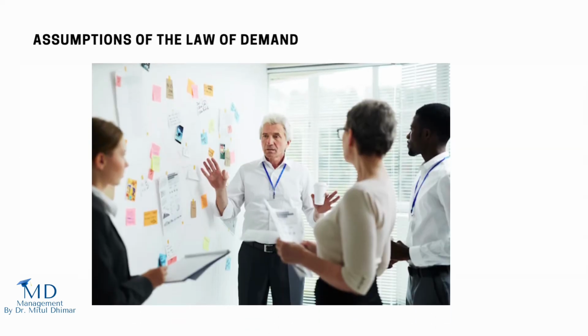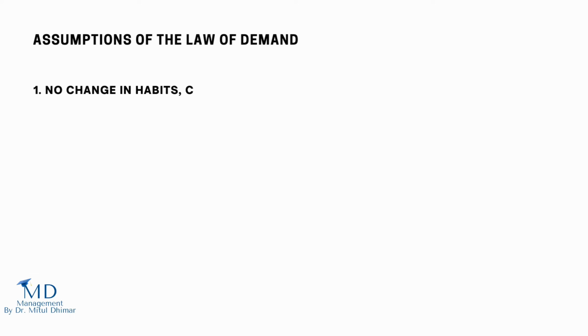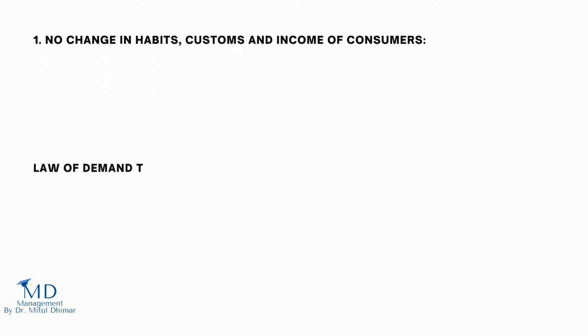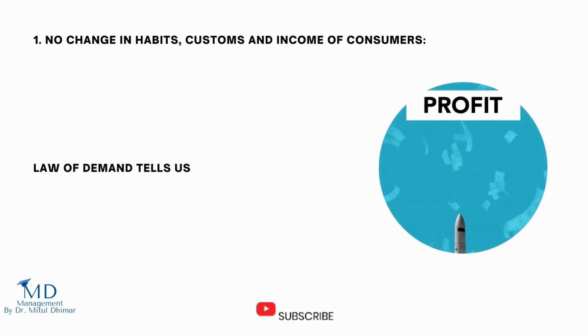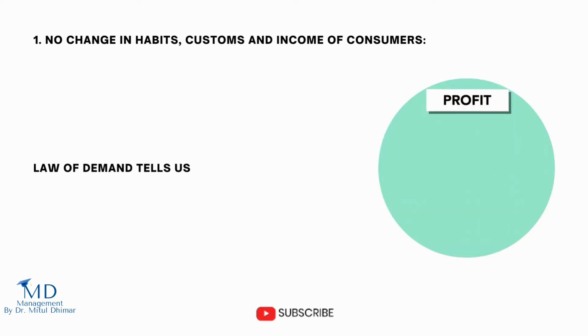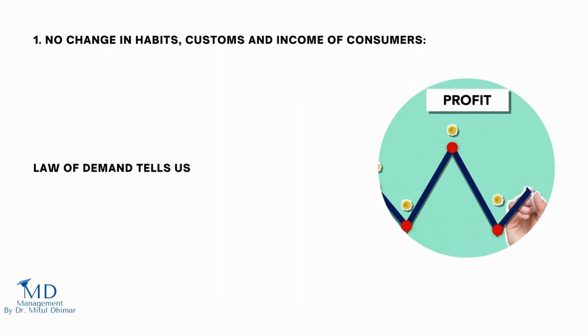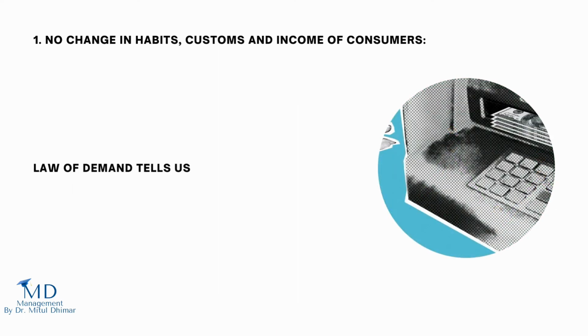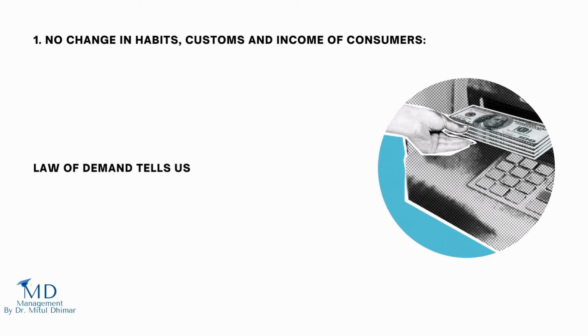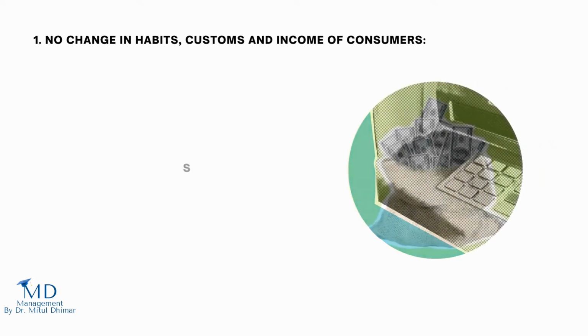Assumptions of the law of demand. No change in habits, customs, and income of consumers. The law of demand tells us that demand goes up with a fall in price and goes down with a rise in price. But an increase in price will not bring down the demand if at the same time the income of the buyer has also increased.